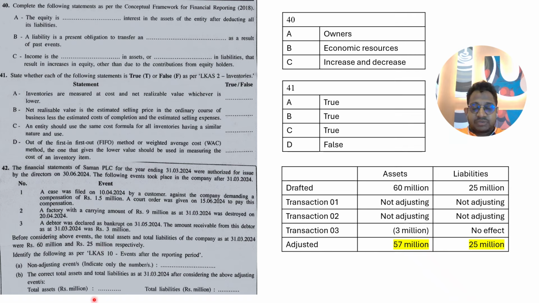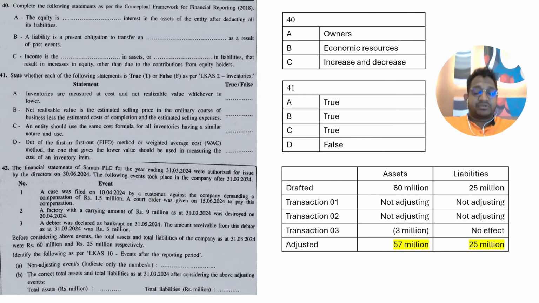And the effect on total assets and total liabilities, because here you are adjusting only transaction number three. From transaction number three, when you are adjusting, the double entry should be debit bad debts and credit debtors. So when debtors is credited, what happens to the assets? It's getting decreased. Right? So your adjusted assets are 57 million. For liabilities, there is nothing to change, so it's still 25 million.